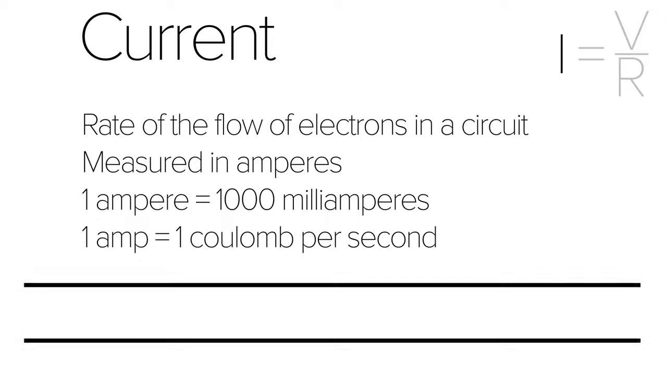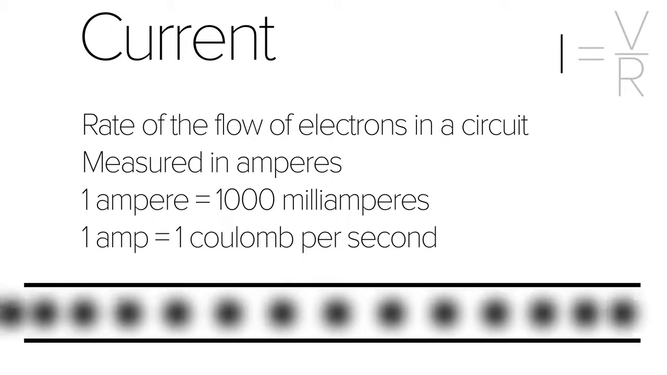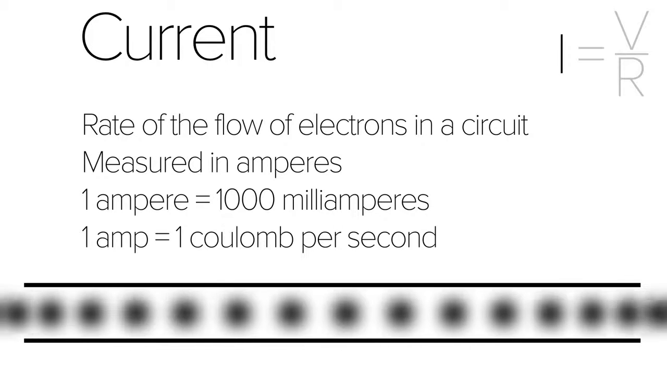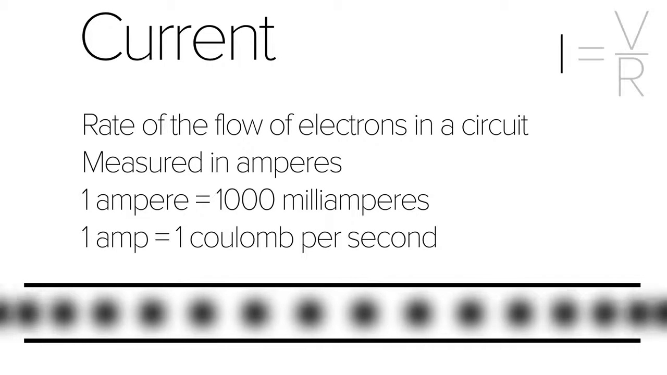I is the current, which is the rate of the flow of the electrons. The electrons are what makes up the electricity. This is measured in amperes. 1 ampere equals 1000 milliamperes. 1 amp equals 1 coulomb per second.